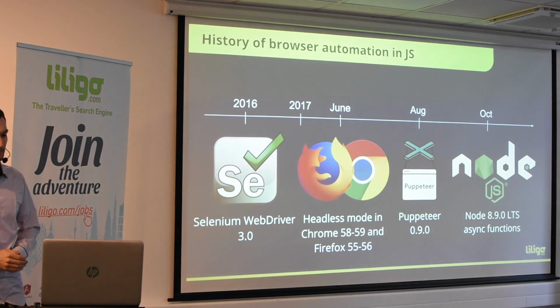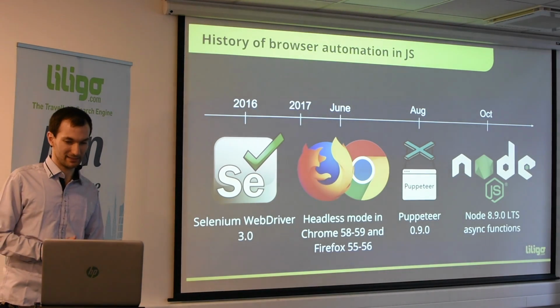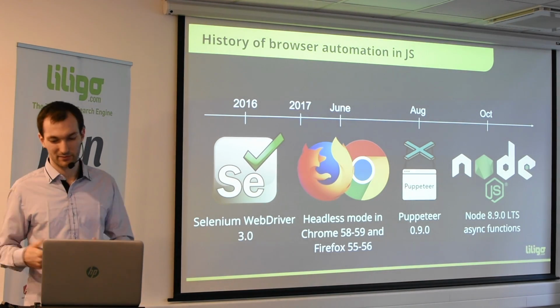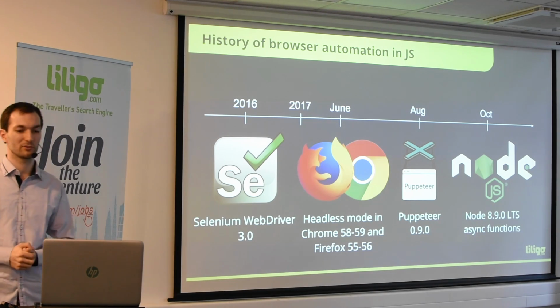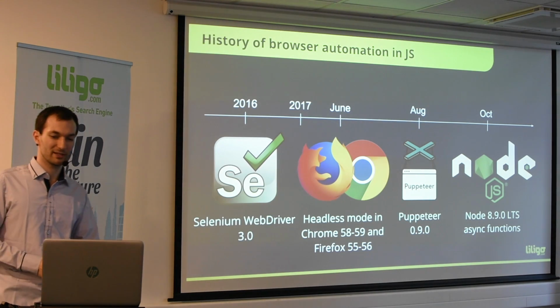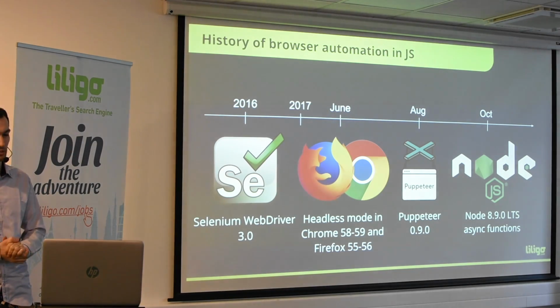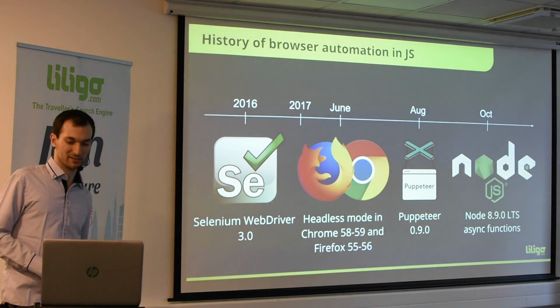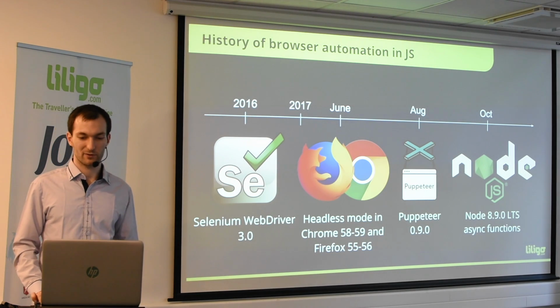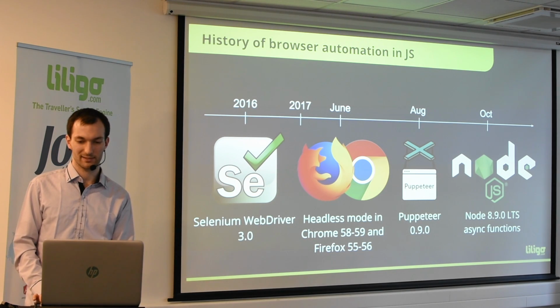Second part of 2017 saw the release of Puppeteer, another tool by Google for automating the browser, and the 8th version of Node.js that came with async functions. This is going to be interesting for us when writing end-to-end tests.